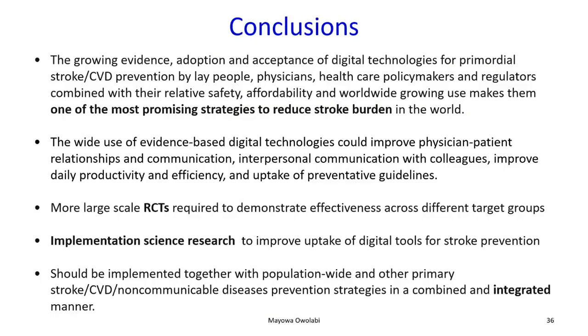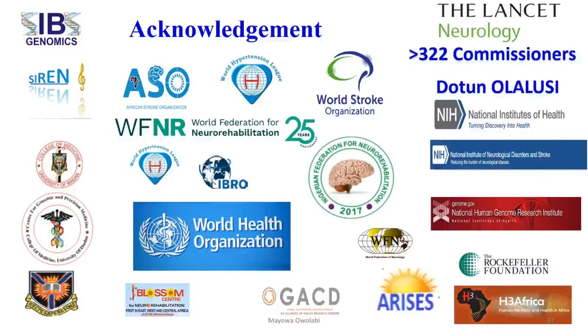So there is growing evidence and adoption and acceptance of digital technologies for primordial prevention of stroke and related NCDs, and it is perhaps one of the most promising strategies to reduce stroke burden across the globe. However, the evidence is limited, and RCTs are required, and perhaps even newer devices are required to take this forward. And implementation science research is very critical in ensuring uptake and impact. So an integrated approach is required. An all-society, integrated approach that targets not only stroke but also other NCDs.